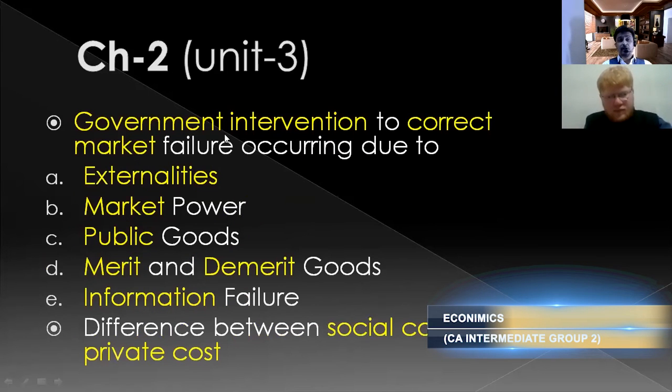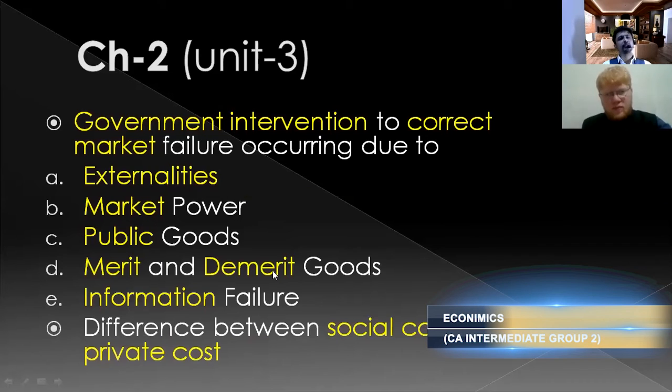In the third unit, these are some of the important topics. The government intervention to correct the market failure occurring due to externalities, occurring due to market power, occurring due to public goods, merit and demerit goods, information failure, and finally, they should know the difference between the social cost and the private cost.